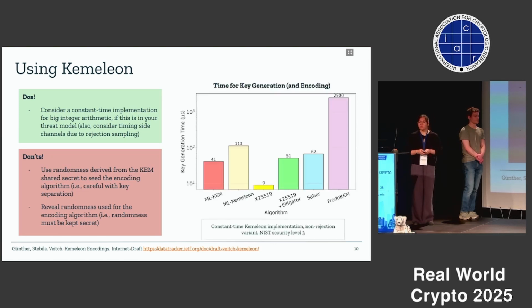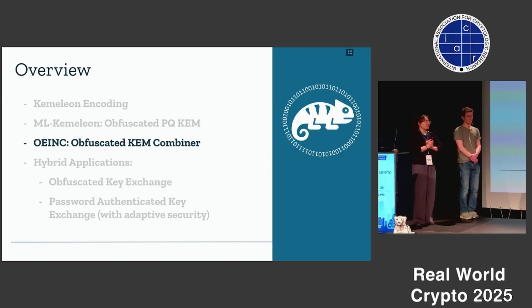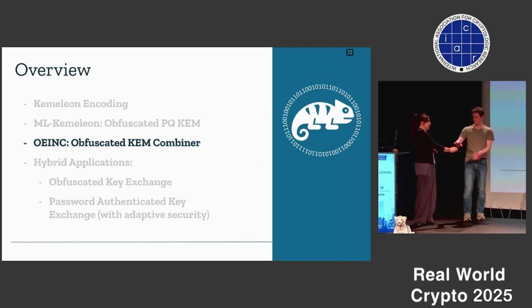And in terms of performance, if we just look at the times for key generation, ML Kemeleon key generation is approximately 3 times slower than standard MLKEM and 2 times slower than X25519 plus Elligator and Saber. But these are just rough preliminary estimates for now. So with that, I'll let Michael talk a bit about the hybrid case.